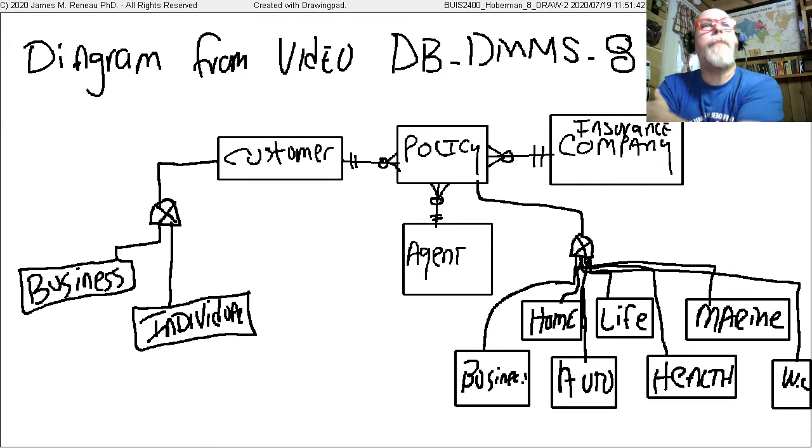Then we had a couple of specialization hierarchies that a customer could be exclusively either a business or an individual, and that a policy could be a business policy, a home policy, a life policy, a health policy, a marine policy, a workers' compensation policy, and a policy could be lots of other types also, but those are just the types that we laid out in this subject area model. Let's now open up Draw.io and create this same diagram.